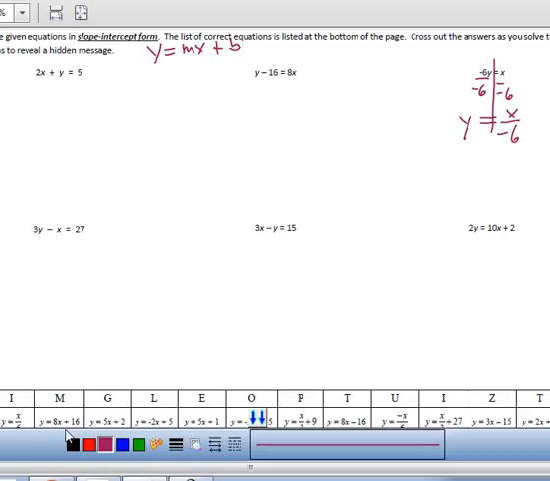So when I'm looking through here, I don't actually see one that looks exactly like that. However, there is one that is equivalent, and that's the one that is u. Y equals x over negative 6 is the same as y equals negative x over positive 6. Either way, if there's a negative sign in the numerator or the denominator, the entire fraction is negative. So cross out u. Now you have 5 more to do, and then that will reveal the hidden message.